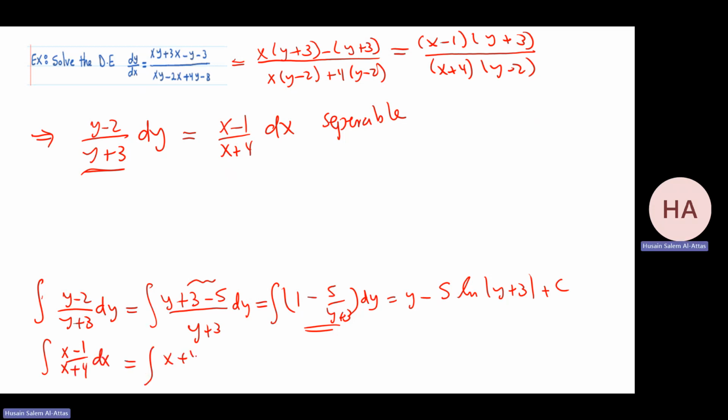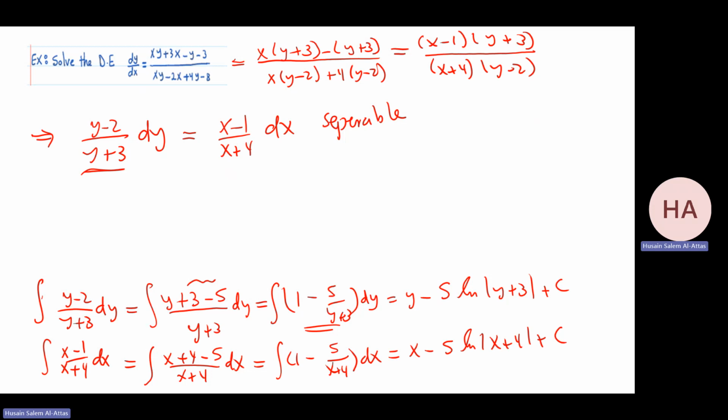I can make it x plus 4. Yeah, it's the same thing, minus 5. That will make it easier for me later. That will be the integral of 1 minus 5 over x plus 4 dx. So it's x minus 5 ln(x plus 4) plus c.